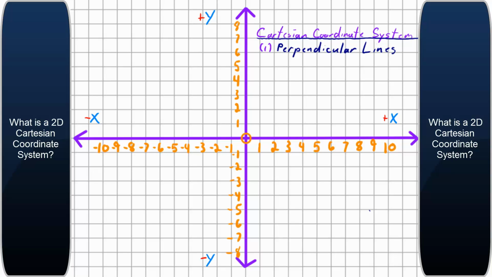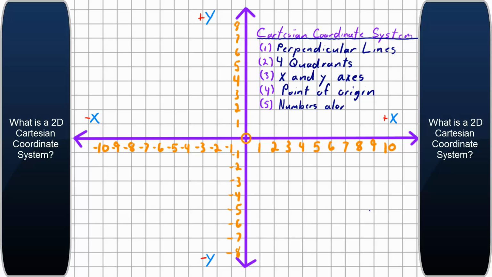Let's look at another attribute that the Cartesian system has. It has 4 quadrants. It also has X and Y axes. For our fourth one, it also has a point of origin. And for our fifth one, it will have numbers along the X and Y axis.